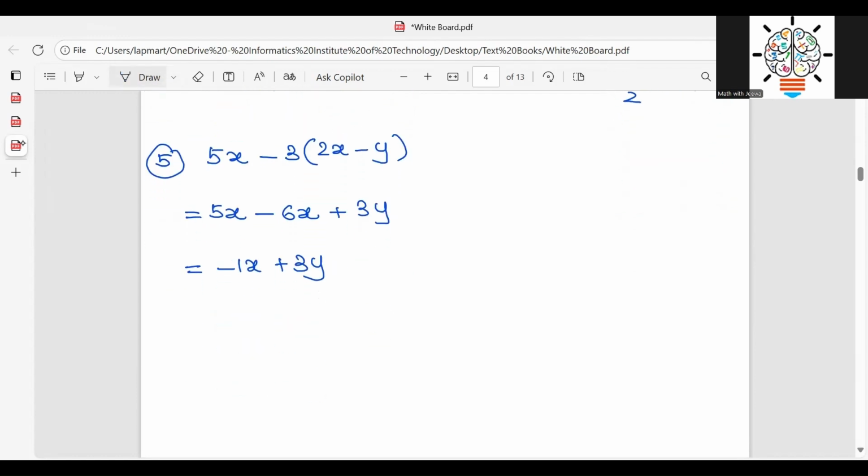Right? You can write your final answer like this, negative x plus 3y, or if need, you can write 3y minus x, but that is not compulsory, right? Instead of negative 1x, if you can write negative x, that is perfect. Negative x plus 3y, but if need, you can write it as 3y minus x, but that step is not compulsory, okay? Then we will move to question number 6.